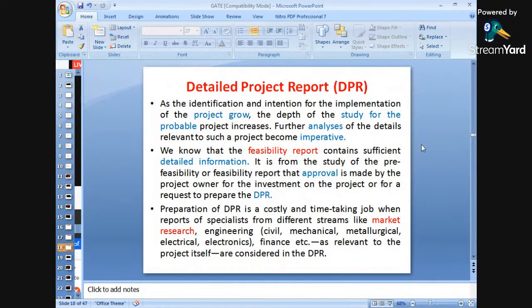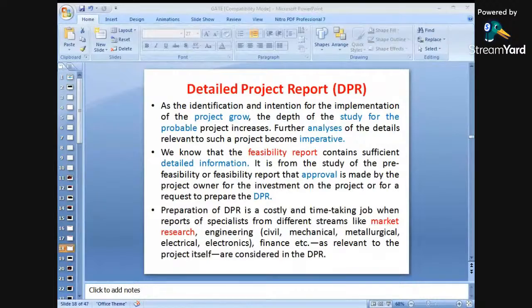Next is the detailed project report. This term I have described shortly in the previous slide. What is the DPR? That is the detailed project report. What does it state, and which things are considered in this detailed project report?